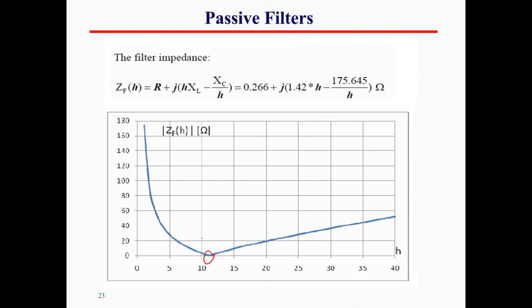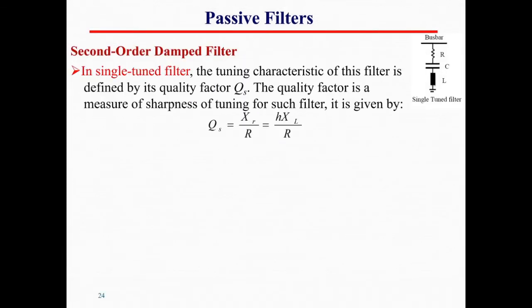And then the magnitude of the impedance, of course, will go up at lower frequency, and then it will go up again at a higher frequency, because over here the dominant part will be XC, and over here the dominant part will be XL.